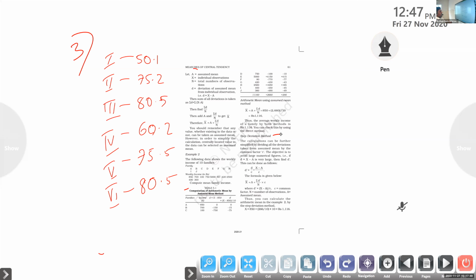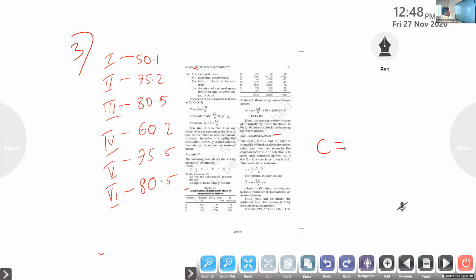That is, if d is equal to x minus a is very large, then find d dash. This can be done as follows. d dash is equal to d divided by C, which is x minus a divided by C, where C is the common factor here, 10. So x minus a divided by C. The formula is given below.